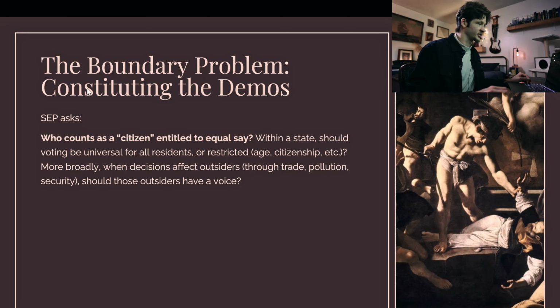Okay, so now we move on to the boundary problem, constituting the demos. The SEP asks, who counts as a citizen entitled to equal say within a state? Should voting be universal for all residents or restricted through age, citizenship, etc., or more broadly? When decisions affect outsiders through trade, pollution, security, should those outsiders have a voice?